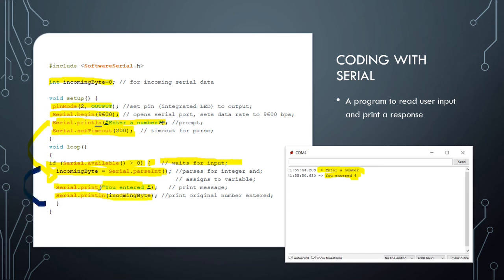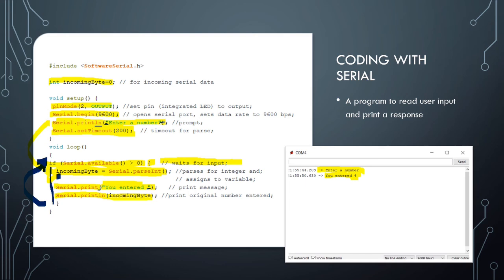But if I entered the number 3, it would go through this void loop again, right? We're always going through the void loop. So it would be checking for an input, checking for an input. If I input 3, then it would continue to go down through these commands. So 3 would be the new variable stored. It would serial print you entered, and then serial print 3, all in the same line. So I could continue to enter numbers, and it would print out these numbers.